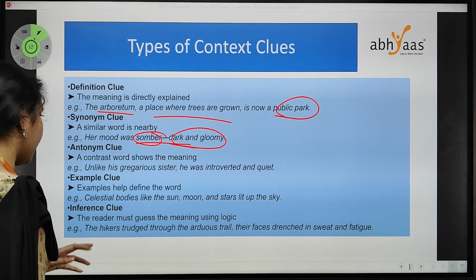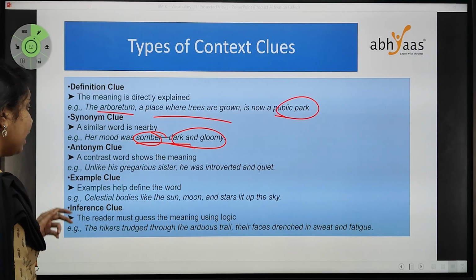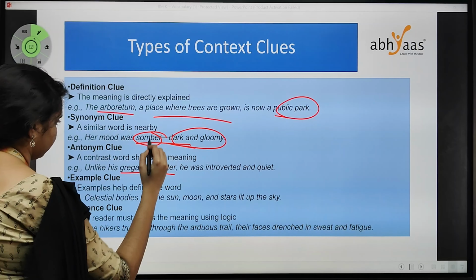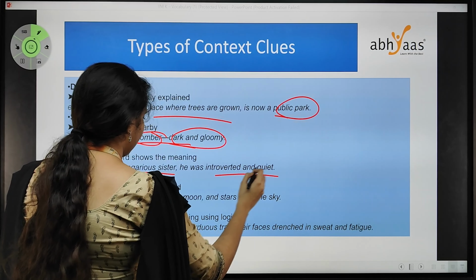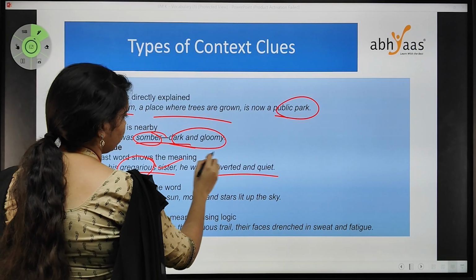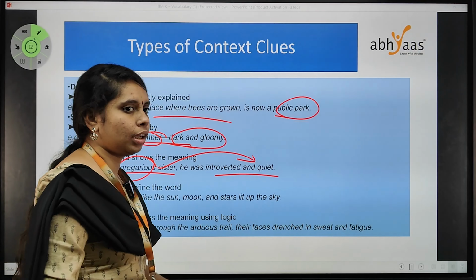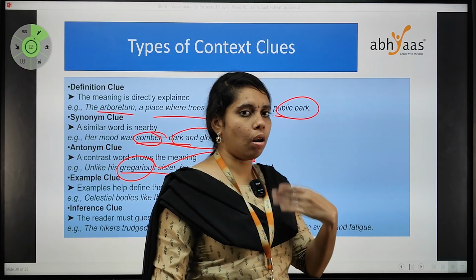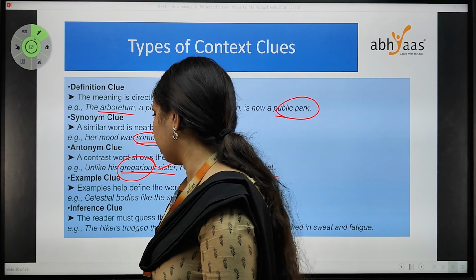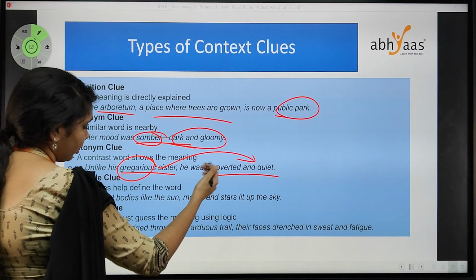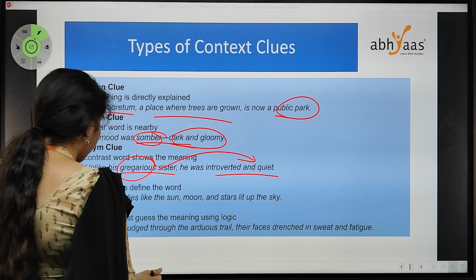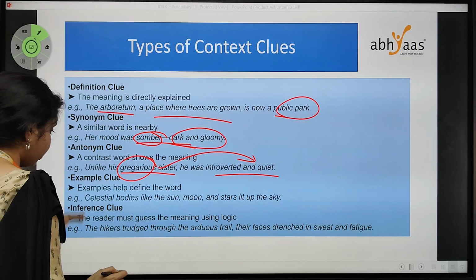Then we have sometimes antonym clues. For example, unlike his gregarious sister, he was introverted and quiet. So what does this tell you? Gregarious is a word which is opposite to introverted and quiet. So someone who speaks a lot is gregarious. Okay, someone who is very social, who speaks a lot is gregarious, but this fellow is introverted and he is quiet. Let's see some more.